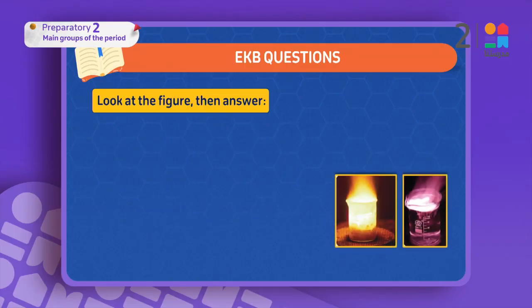Now, let's have some questions from the Egyptian Knowledge Bank. Look at the figure. Here we have a figure. As you see, it contains 2 pictures for 2 beakers. One of them with more reaction. We know that it's more because of the fire in the beaker at the left side.